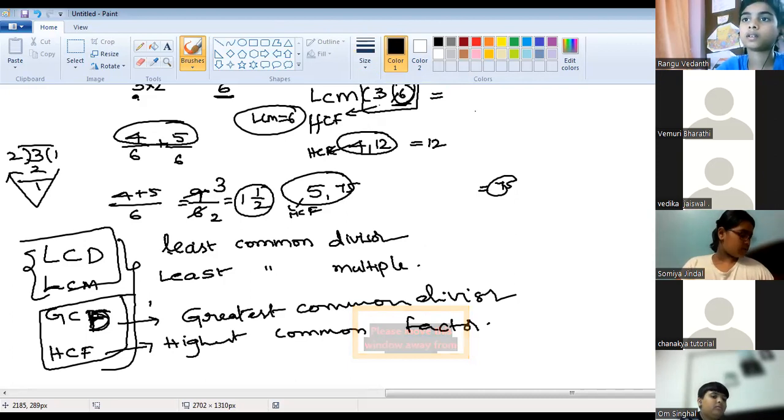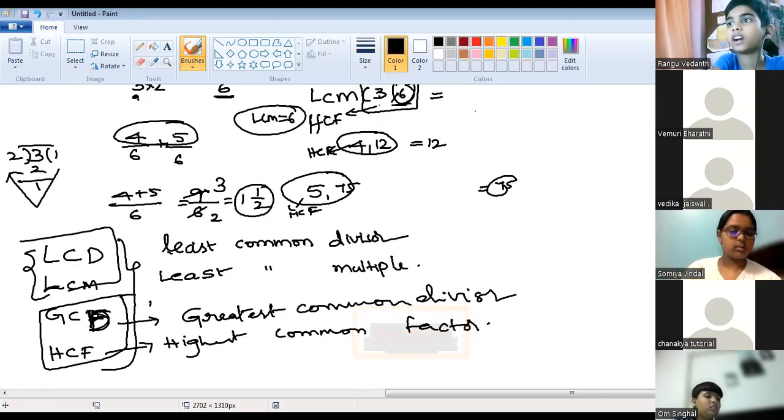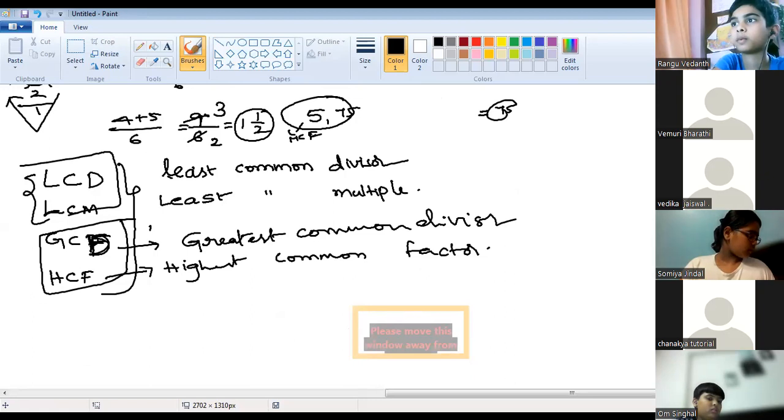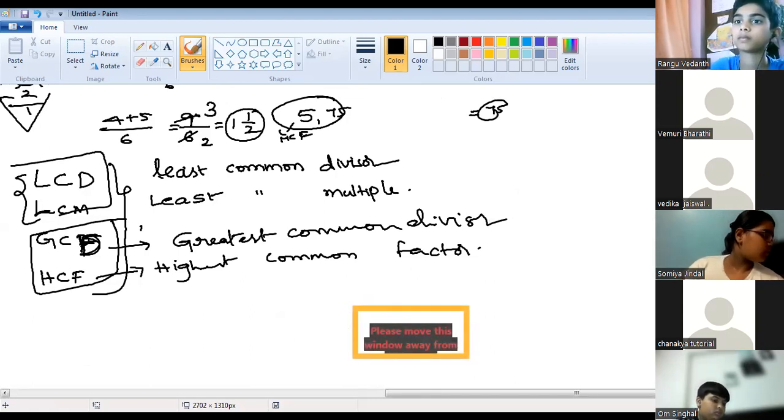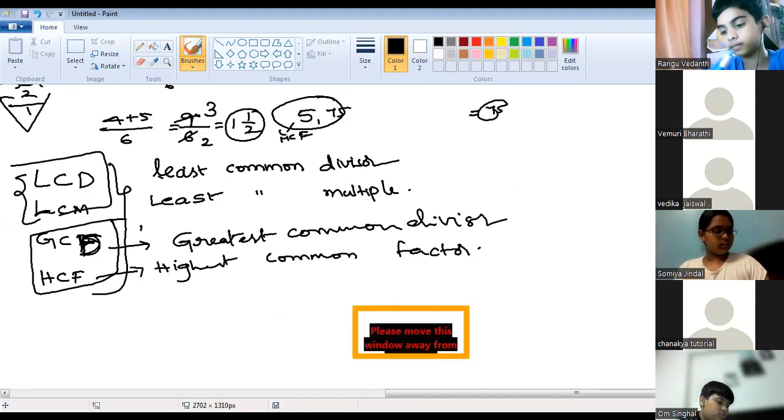Any doubt till now, children? Ma'am, why do we use least common divisor? Suppose in some examination they ask about it and do not mention the word LCM. They are asking about the least common divisor.